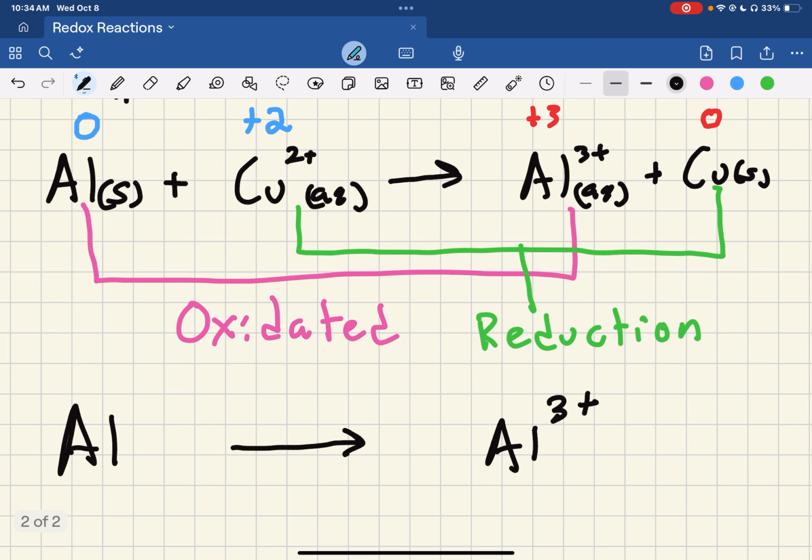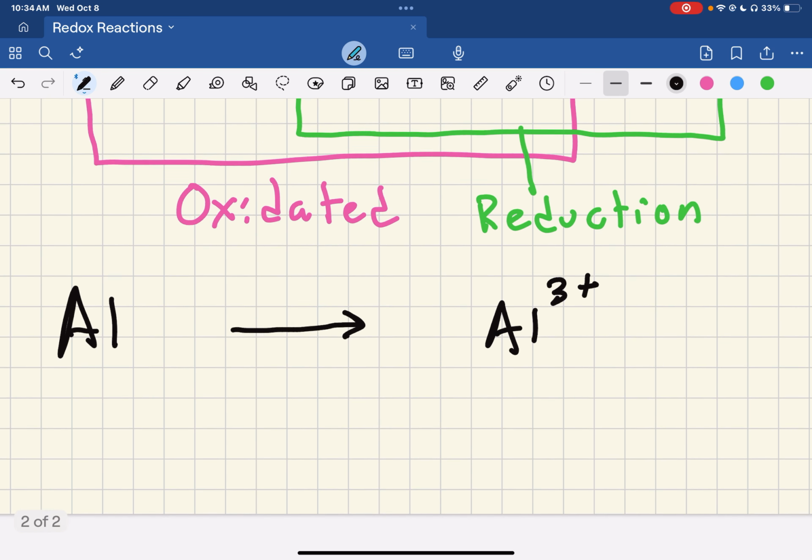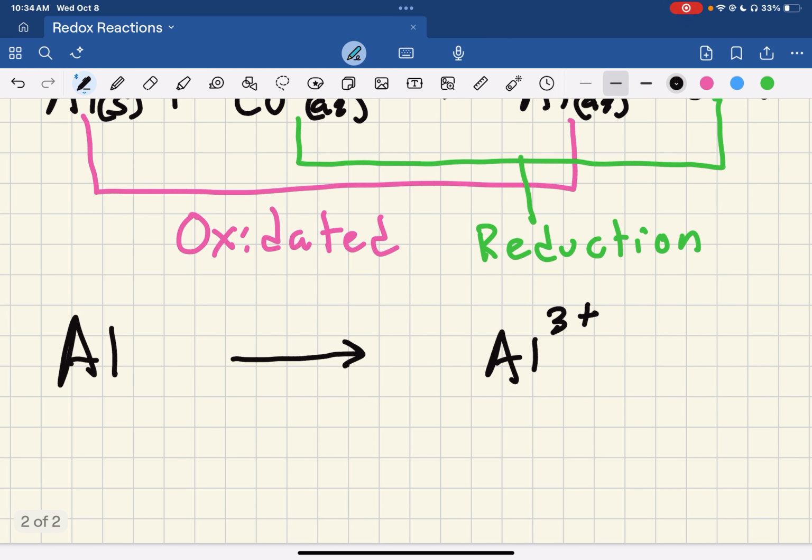Okay, and I'm going to do the same thing now with the copper ion becoming solid copper. Actually, let's do it right here. So we have copper ions 2 plus reacting to become solid copper. Okay, now, just like we said before, we have the oxidation reaction and we have the reduction reaction. So now we're going to assign charges.